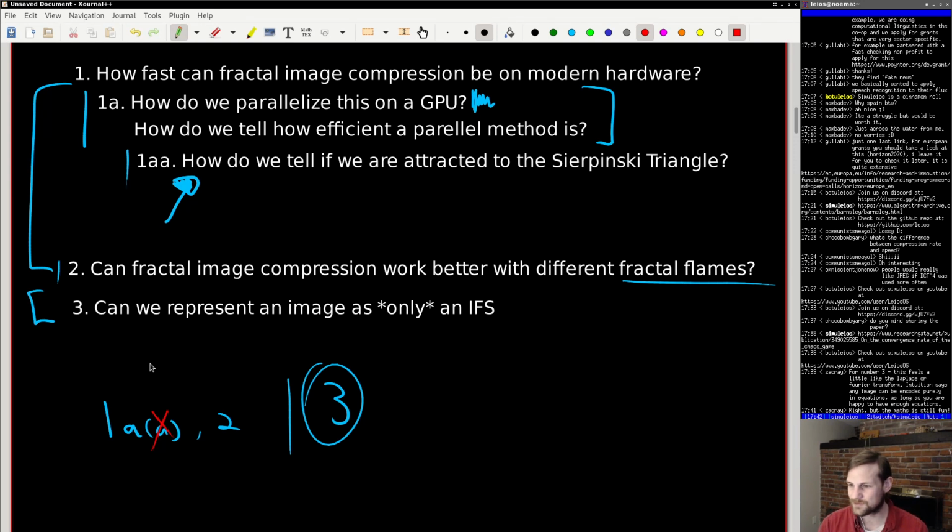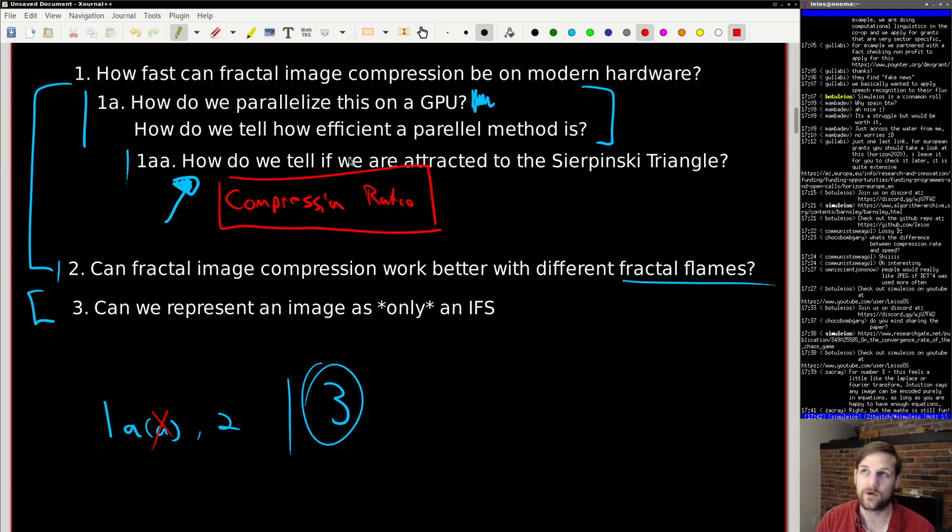Because if we can find a distance metric from any point to the attractor, we can then find a compression ratio from our image, right? Because that's what we need. If we're trying to compress an image, we need to know how far off we are from that image in the end. So I think this is actually way more necessary than I was giving it credit for. Having some way to tell how far off we are from an attractor is very relevant when your attractor is very complicated.